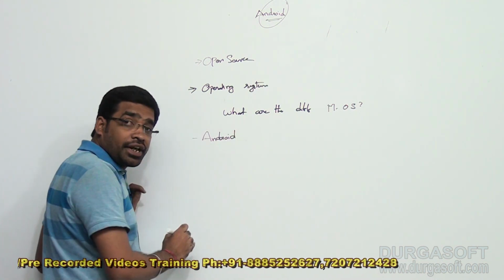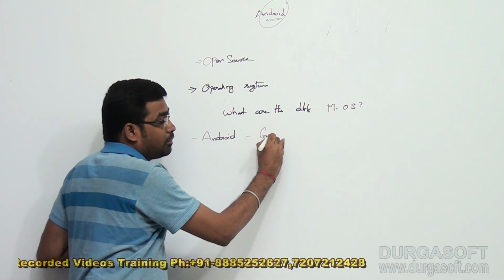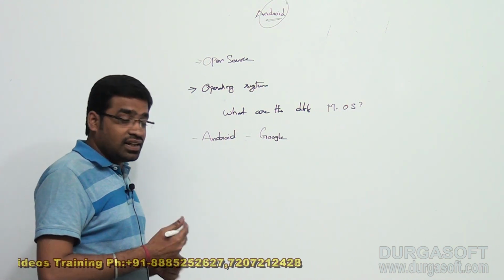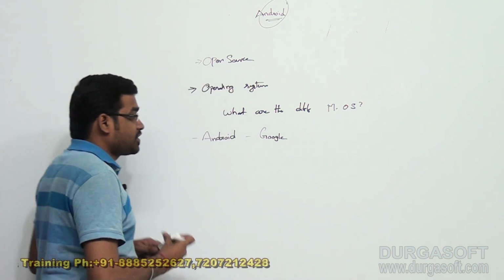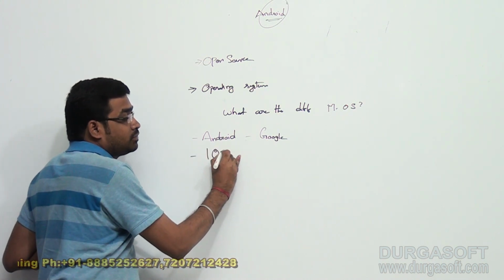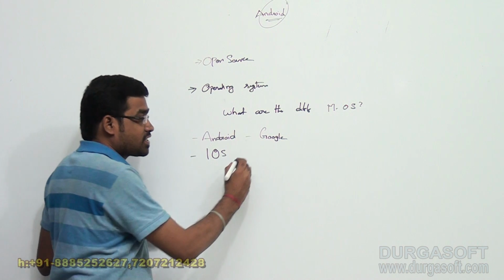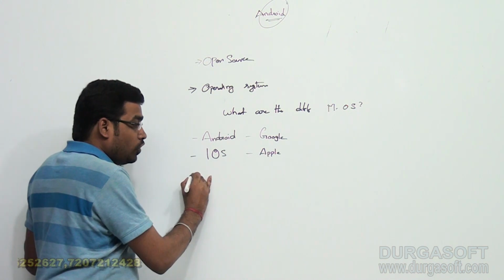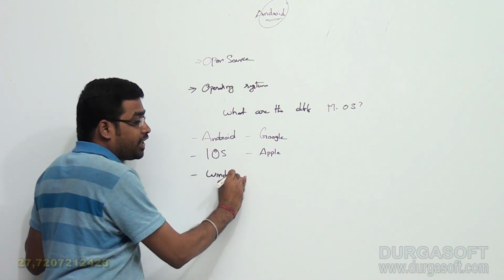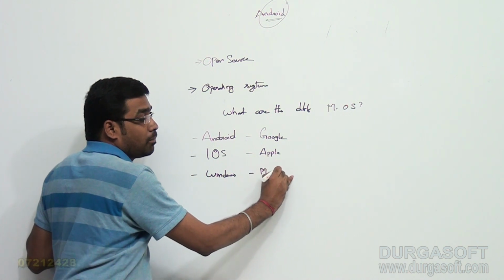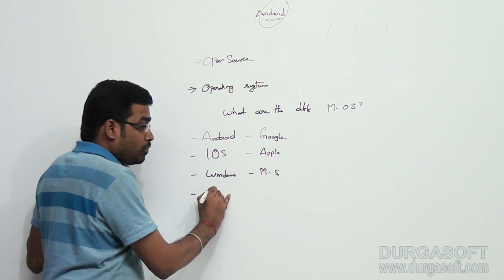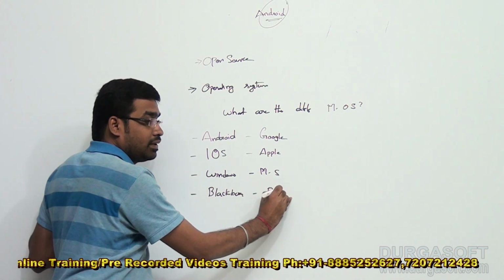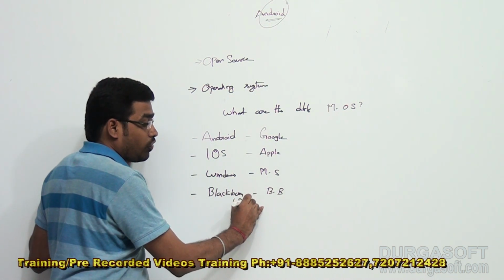Android is one mobile operating system, led by Google. Next, we have one more operating system, that is iPhone operating system, led by Apple. We have one more, Windows mobile operating system, led by Microsoft. We have one more mobile operating system, that is BlackBerry, led by BlackBerry itself, but under control of what?